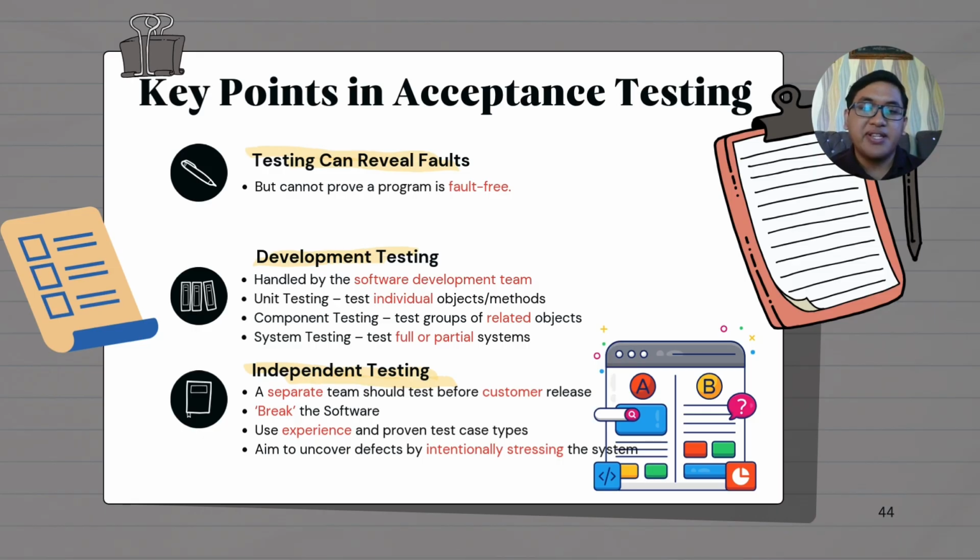Key points in testing. Testing can reveal faults but cannot prove a program is fault-free. Development testing is handled by the software development team. Unit testing tests individual objects or methods. Then we have component testing that tests groups of related objects. We have system testing, which tests full or partial systems. Then we have independent testing. A separate team should test before customer release, which involves breaking the software. Use experienced and proven test case types and aim to uncover defects by intentionally stressing the system.